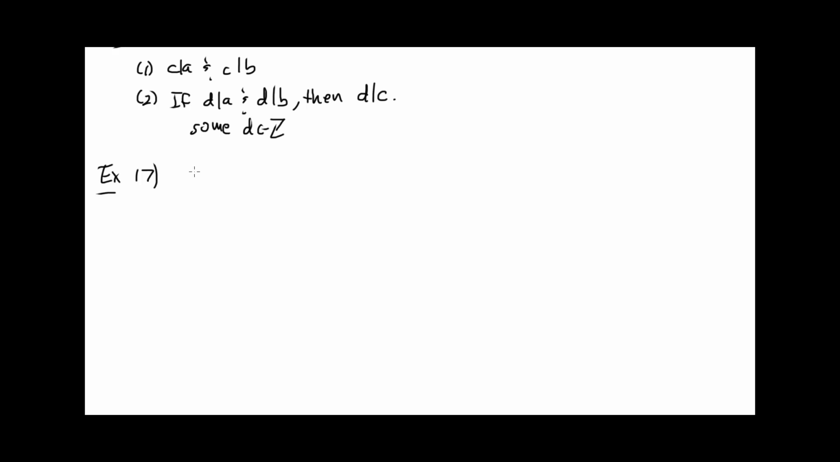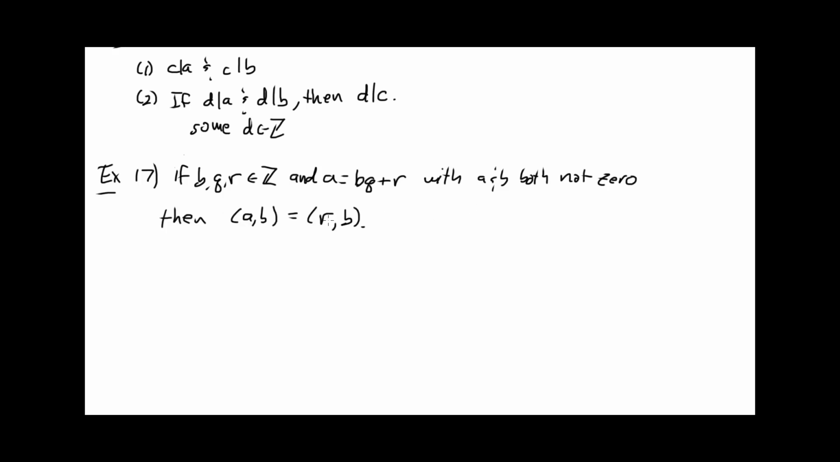So let's see. If we have a bunch of integers and we let a be something that comes about when we do the division algorithm, so we write a is equal to bq plus r, a and b not both 0, then it turns out we get this. If we want the greatest common divisor of a and b, it turns out from a you can subtract as many multiples of b as you want, and so gcd(a, b) is the same as gcd(r, b). All right, so that's the first exercise to be aware of.